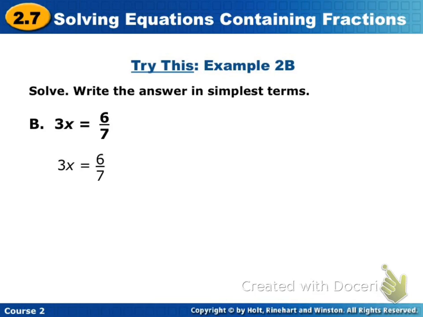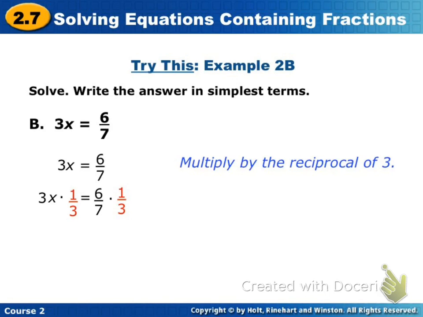3x is equal to 6/7. Again, we want to multiply both sides by the reciprocal of 3, because that's what you'll do after you divide both sides by 3. So if you take 6/7 divided by 3, you end up taking 6/7 times 1/3. You can simplify and then multiply.